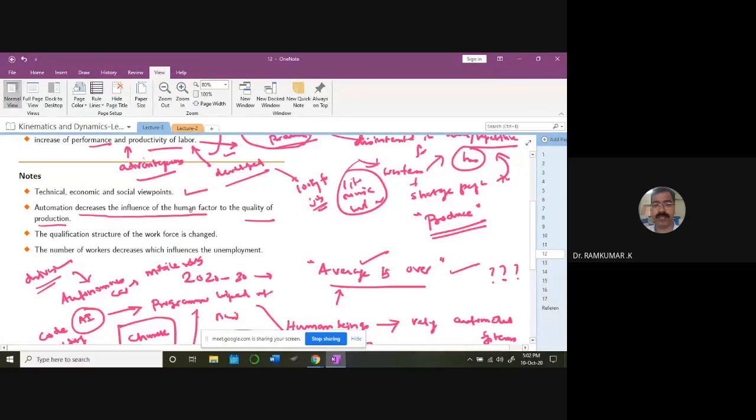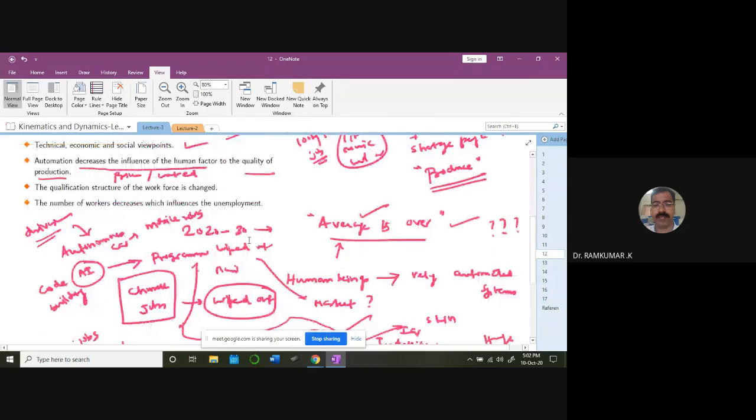The influence of the human factor decreases, okay. So that's a problem. In fact, we are no more wanted. A huge chunk of people, just imagine, you are simply saying that you are not wanted. What will they do? It becomes a very big social problem. You need to imagine that.